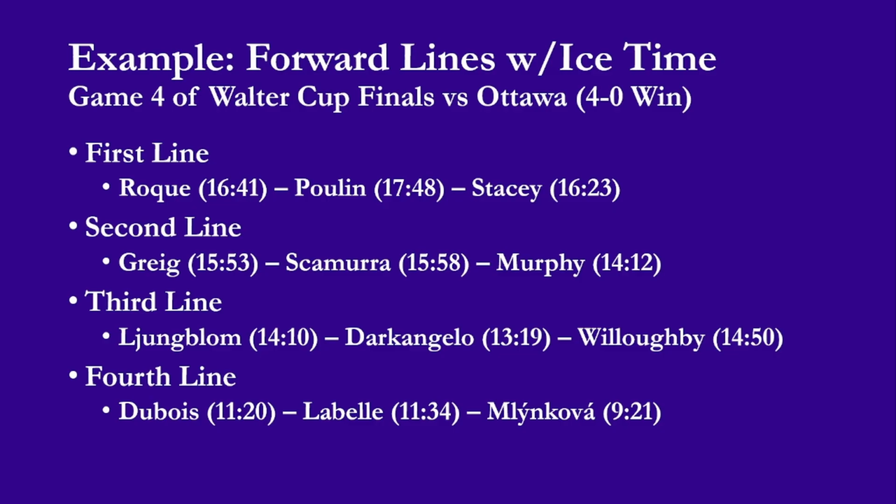Something good to know is that a team won't always just roll their lines 1, 2, 3, 4. Sometimes they'll send out the first line, the second line, the third line, and then they'll send the first line out again if they want to give their top line more time. They may go 1, 2, 3, 1, 2, 4, 1, 2, 3. It all depends on how the game's going. Sometimes they'll just go 1, 2, 3, 4, 1, 2, 3, 4 if that's how it works.